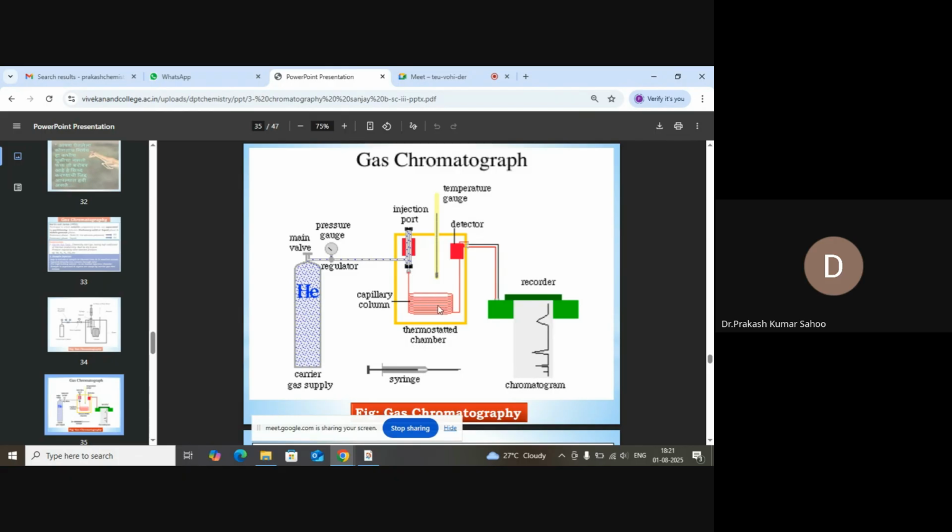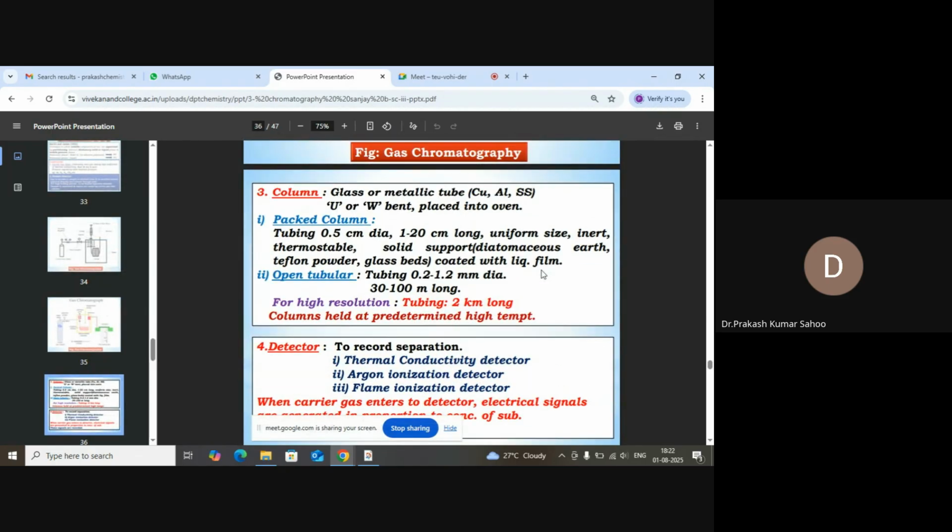And after the sample passes through this column, what happens? Different components get separated on the basis of their partition coefficient or distribution coefficient, and accordingly, different components get detected with this detector. Okay, and after detection, we get a chromatogram like this, and your partition coefficient, distribution coefficient is calculated accordingly. So this is a very simple and very effective mechanism of gas chromatography.